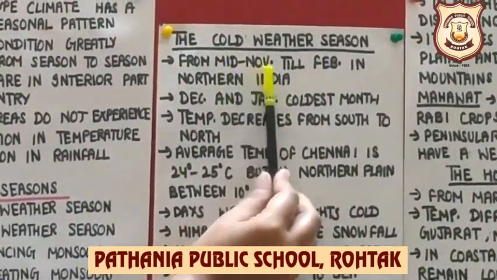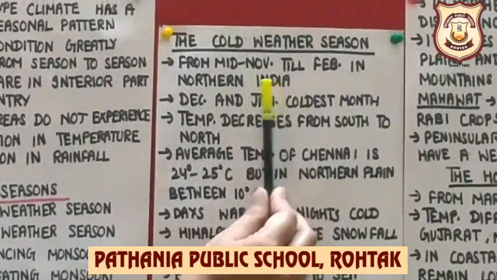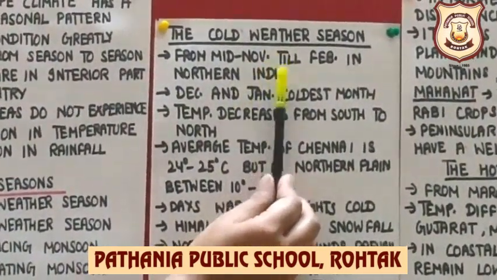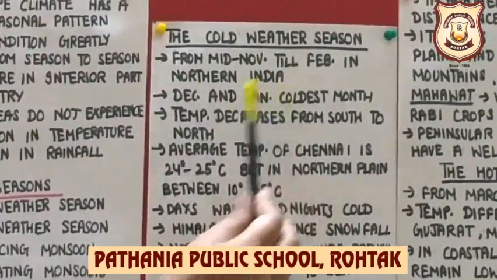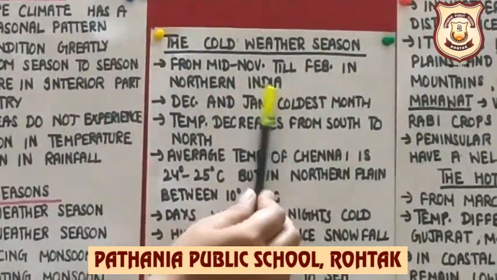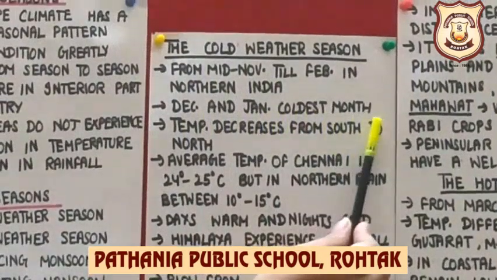It starts from mid-November until February in northern India. So why are we saying northern India? Because the cold weather season is not found in peninsular India, right? That is why we are saying here only northern India. And December and January are the coldest months.